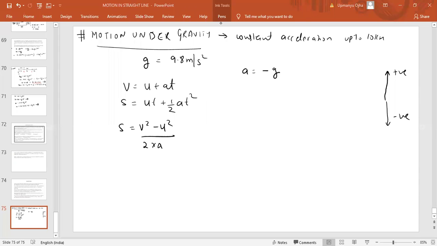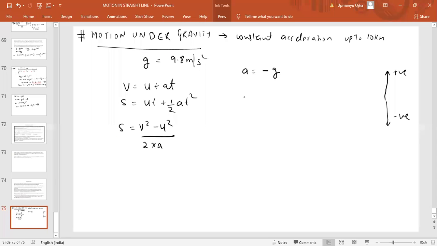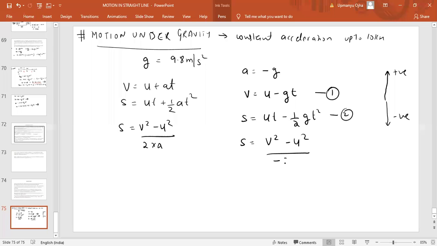Now if I write the equations of motion under gravity, the first equation will be v equal to u minus gt, where v is the final velocity and u is the initial velocity. Second equation would be s equal to ut minus half gt square. And the third equation will be s equal to v square minus u square by minus 2g. So these are the equations of motion which we will use when we are discussing motion under gravity.